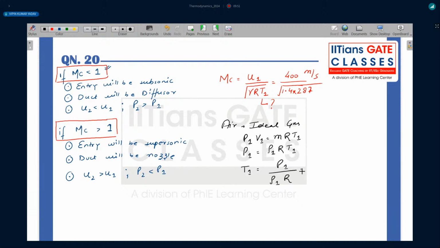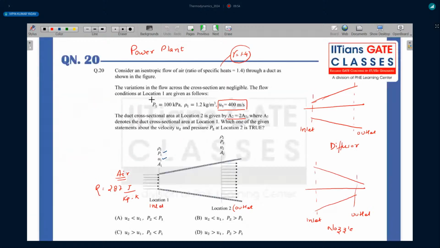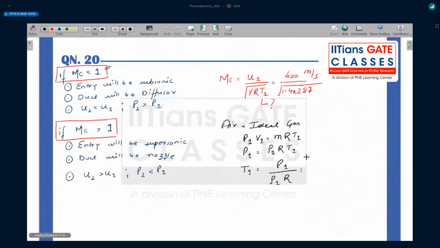Now what is the pressure? Pressure was given as 100 kilopascal, I think. So P1 is given as 100 kilopascal and density is given as 1.2 kg per meter cube. And R, just now I told you, is 287 in joule per kg Kelvin. But because the pressure is in kilopascal, I need to put my R in kilojoule as well, so 0.287 kilojoule per kg Kelvin.